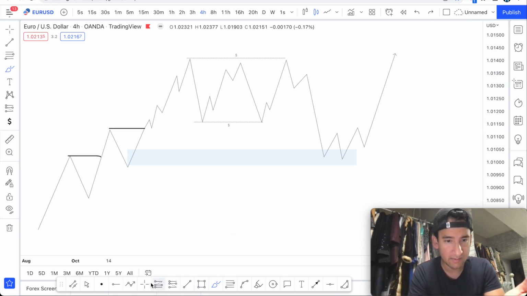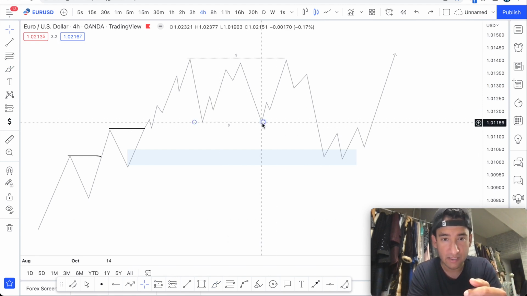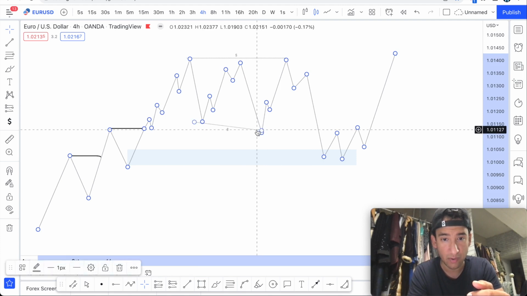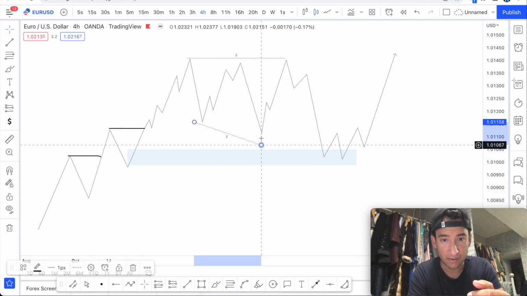Now, let's talk about some of the other formations. Obviously, you can see this is the clear double bottom. We can also see this formation as well. Let's push down here.